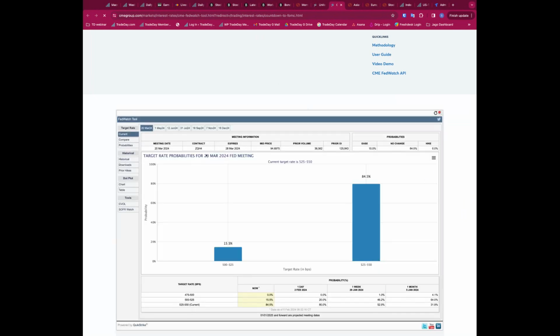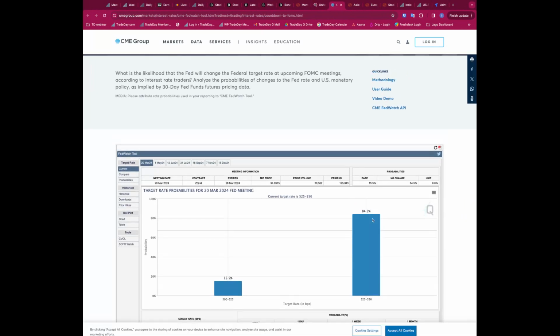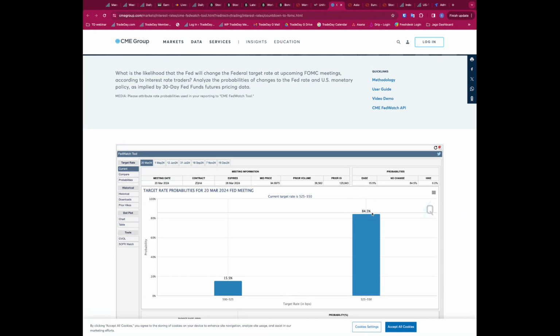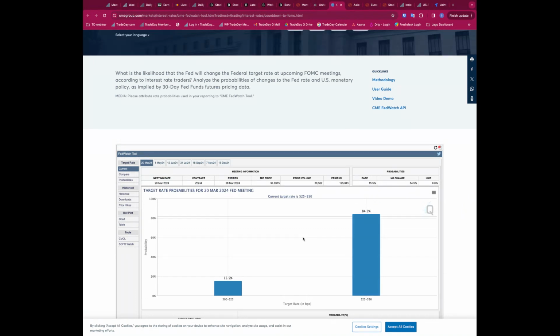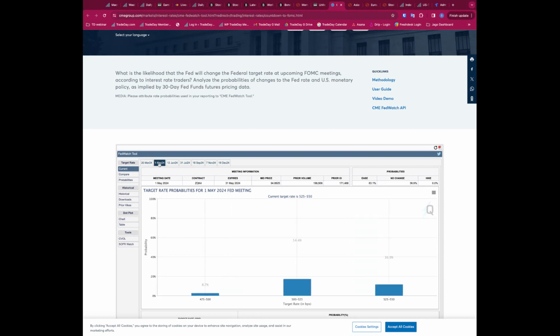If you look at the CME tool here, going to March, you can see this has shot up: 85% for unchanged in March, and only a 15% chance of a rate cut now in March. If we go to May, this has faded slightly, so the market now only sees a 35% chance, and we're still unchanged in May as well. So that's worsened significantly.